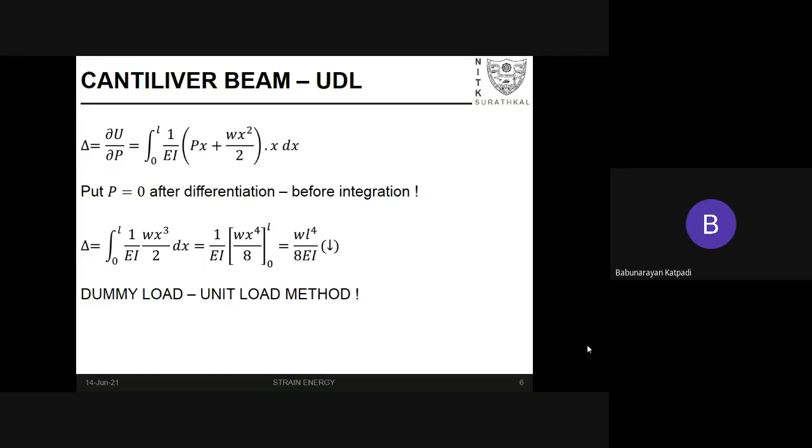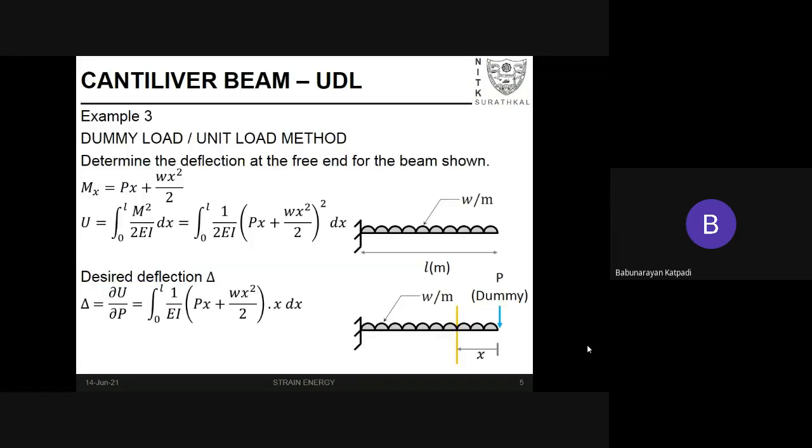before integration, set it to 0. Because if you repeat the calculation from the beginning, instead of the dummy load as P, if you put the value as 1, wherever you have P, for example, in the first equation, Mx will not be Px, it will be 1 into x, Wx²/2. And that will be repeated. Then, if the load is not there, it is dummy, you set it to 0.